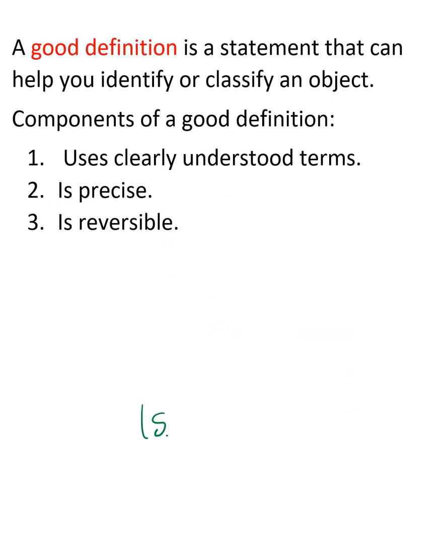The next part of it is a good definition. So what you're going to have to do is read the definitions and classify them as a good definition or not, and then give reasons why. A good definition is a statement that can help you identify or classify an object. The components of a good definition: it uses clearly understood terms, it's very specific, it's very precise, and it is reversible.